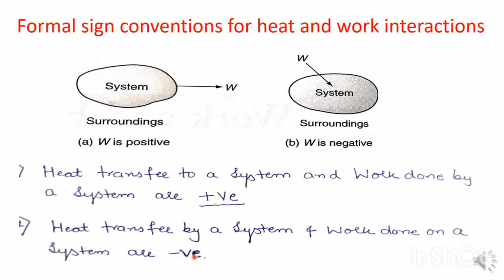So you have to remember these things. These are very, very important while solving problems. When the work is done by the system, work is considered a positive quantity. When the work is done on the system, then W is considered negative. Suppose heat is entering the system, or heat is transferred to a system, then we consider that heat transfer as positive. When heat is leaving a system, or heat is transferred by a system, we consider it as negative here.